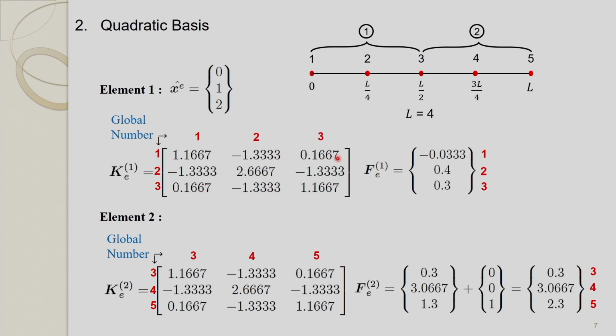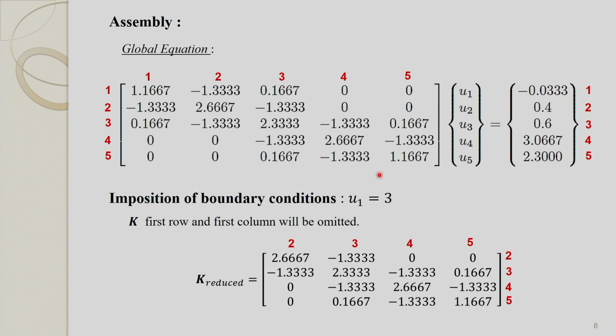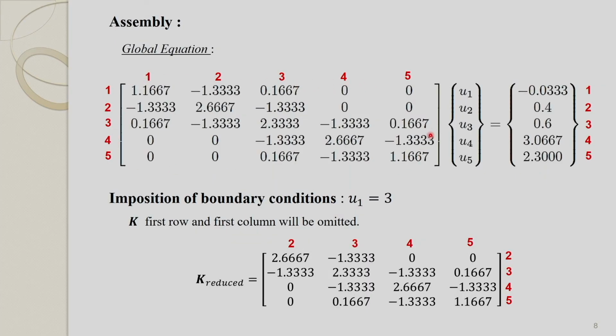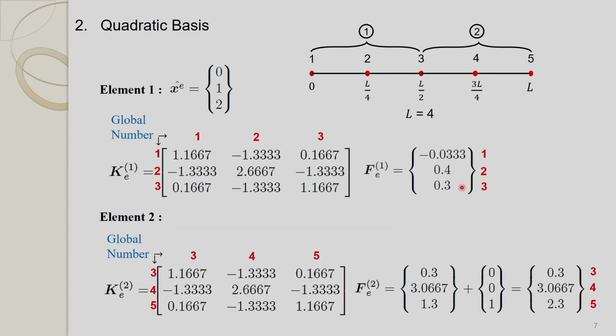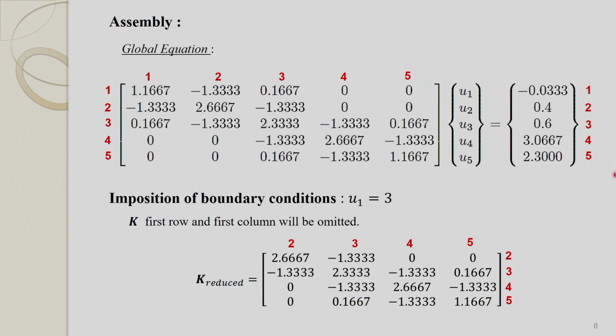Now, the first row does not have any entry in the fourth column for any element. So, we will put this 0. So, this is our global stiffness matrix. Now, for the global load vector, again these two entries at 3 and 3 will be added, giving 0.6, and the remaining will be as they are, because they are appearing only once. So, this is that 0.6.